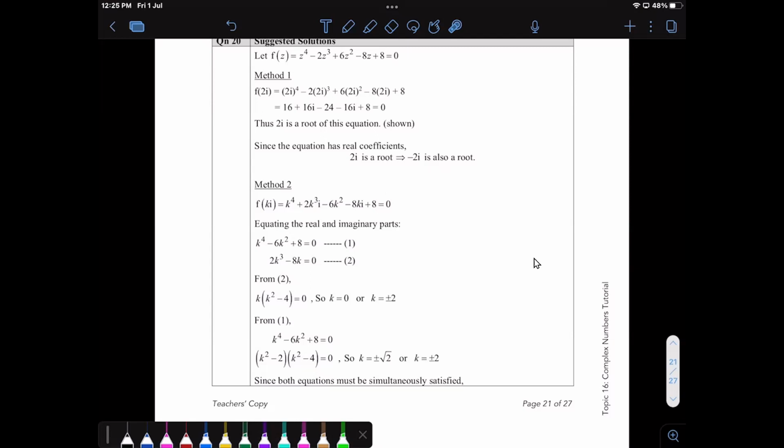I will also assign you additional homework, another 20 plus questions on complex numbers. You can try that. Then we'll go through it. And I think that will be the last lesson on complex numbers. Okay, I'll move on to a new topic.